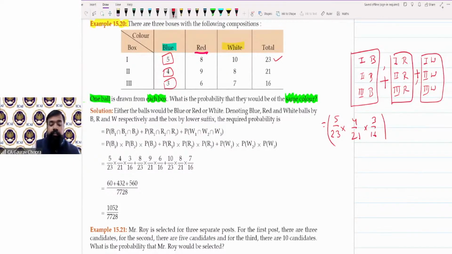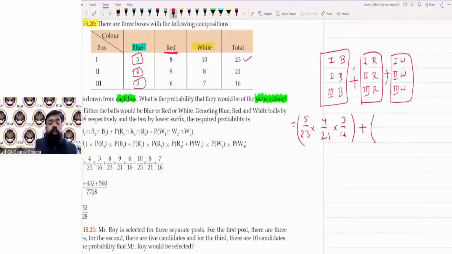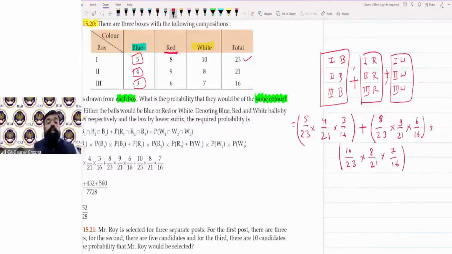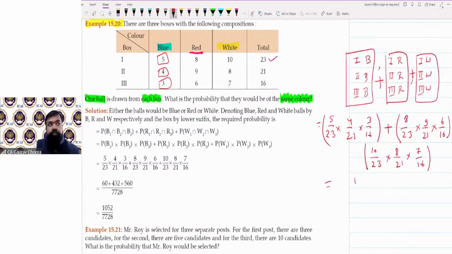Now, the second case we require red. So red from first 8 upon 23, red from second 9 by 21 and 6 by 16 for the third. Similarly white is 10 by 23, 8 by 21 and 7 by 16. So these are the three possibilities. Now you can multiply them and get the answer. So your final answer is 1052 upon 7728. So in this way, you can easily solve such case-based questions.